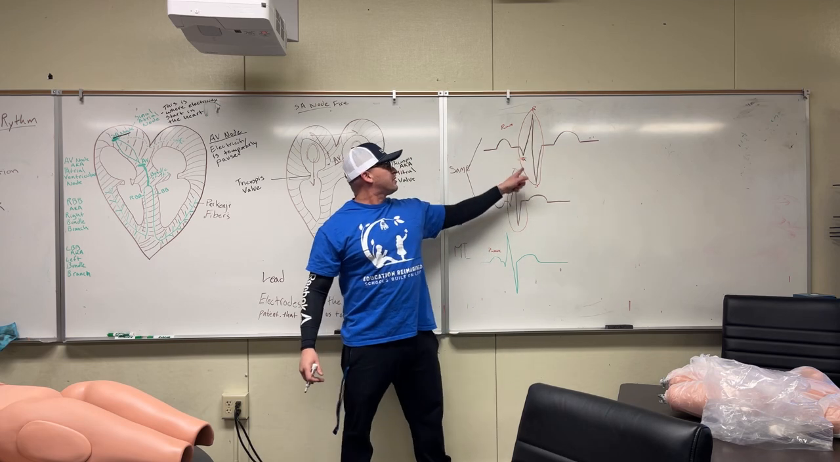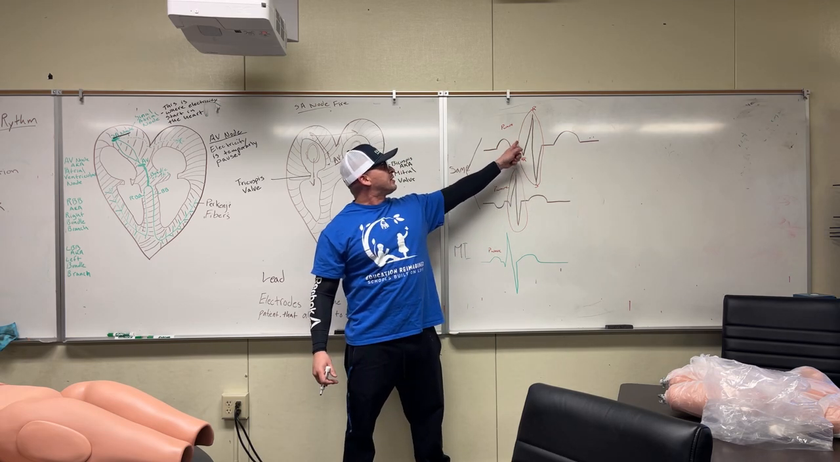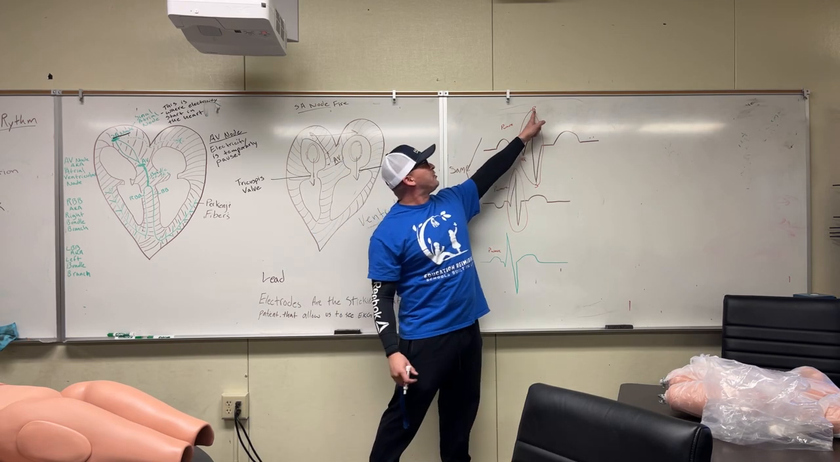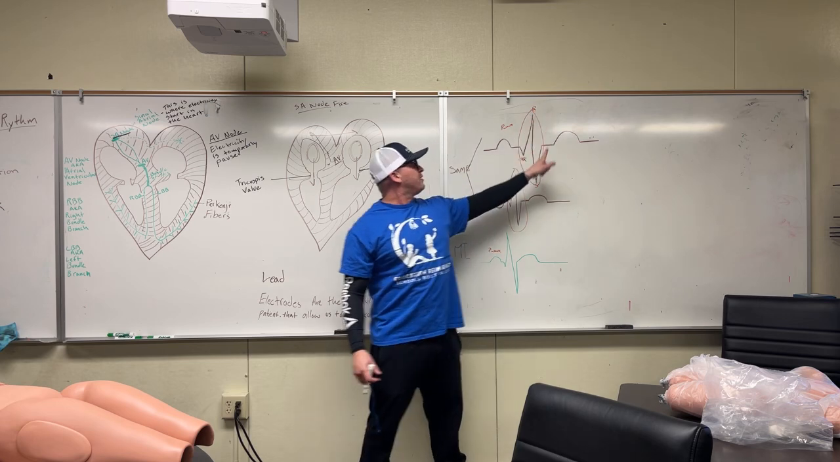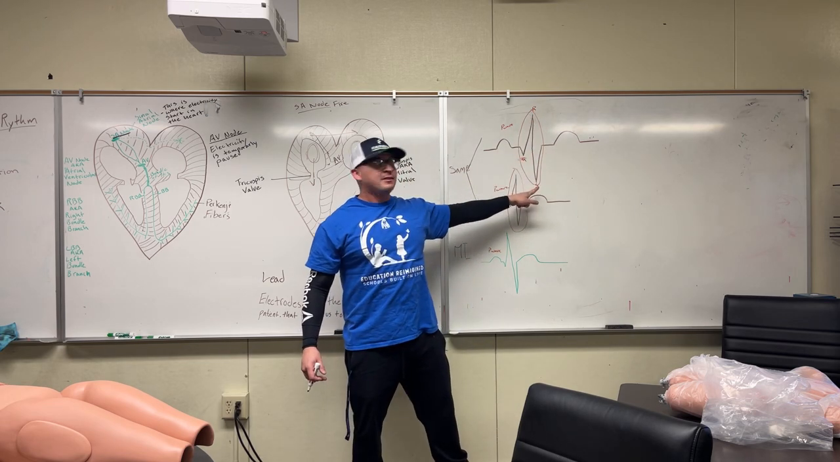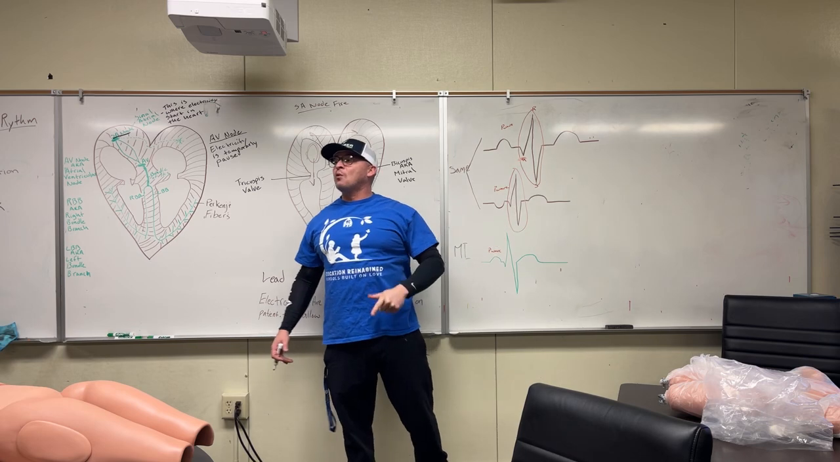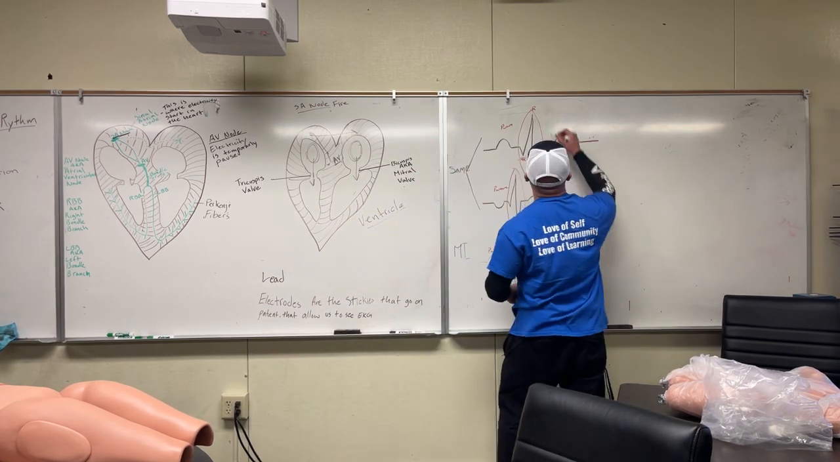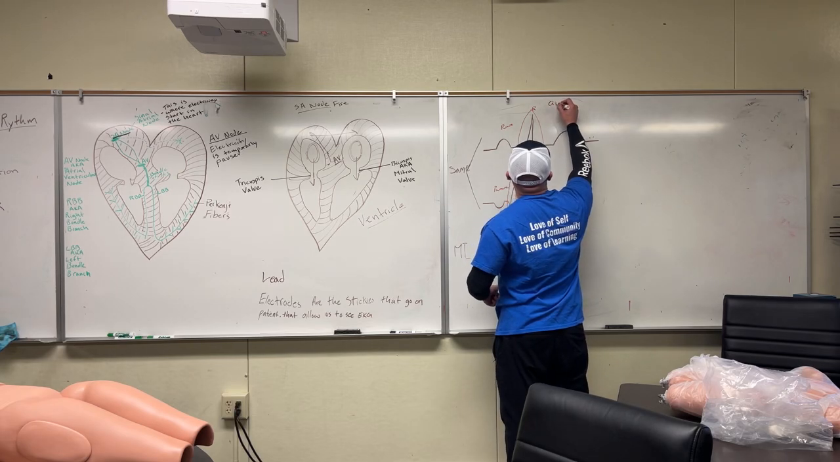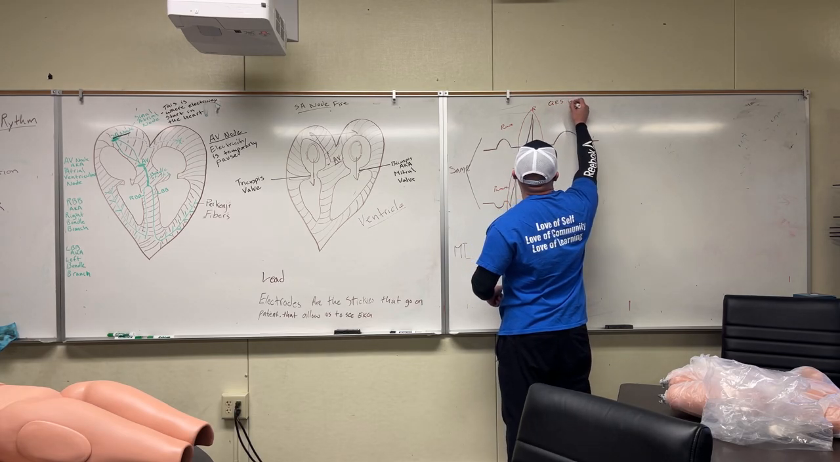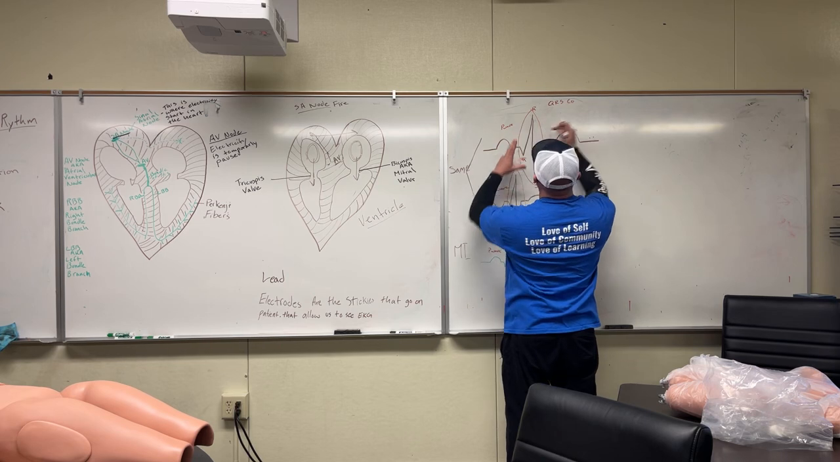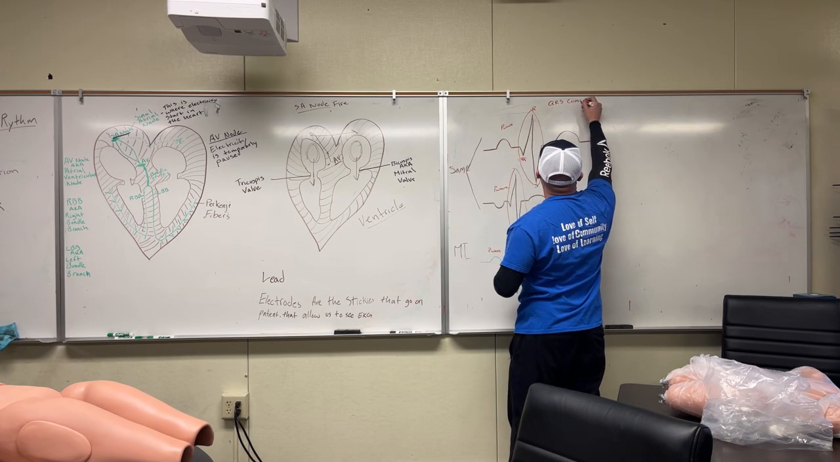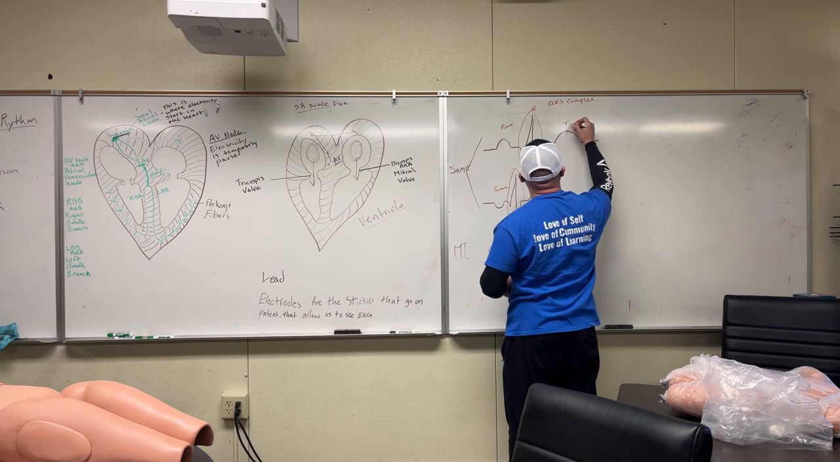Q, R, S. Q is the first downward deflection. The first upward deflection is the R. The second downward is the S. Altogether, it's called the QRS complex. So I'll put the name over here. Complex. That's this whole thing right here. This right here is the T wave. The big one is the T wave.